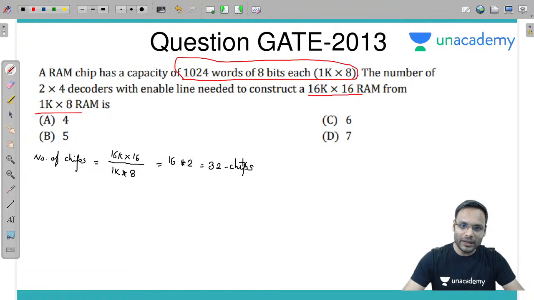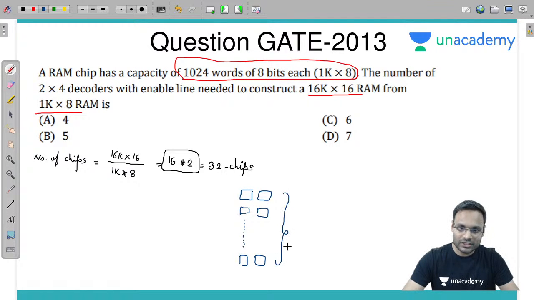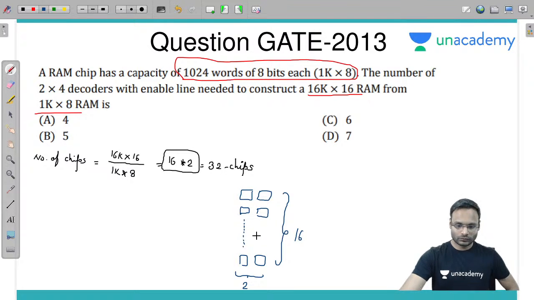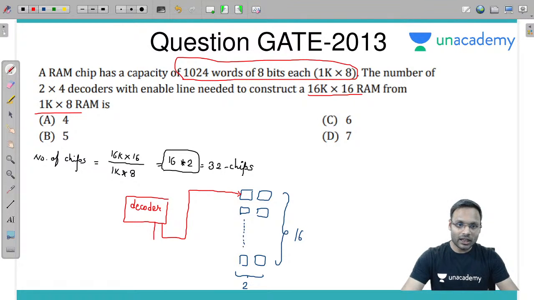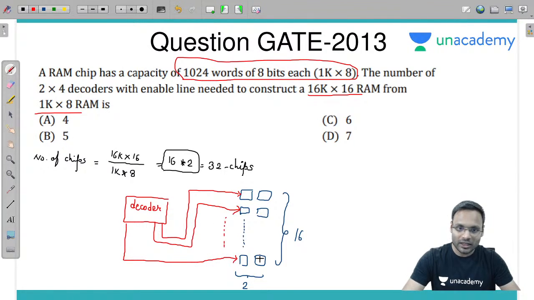These 32 chips will be arranged in this particular manner. 16 into 2 means you will be having two chips in a horizontal manner, and such kind of 16 horizontal arrangements will be arranged in the vertical manner. Good. Nice. If you remember the concept, well and good. If not, then you should have a decoder. That particular decoder should generate one output to select the first entire horizontal arrangement, another output for another complete horizontal arrangement, similarly the last output for enabling the last horizontal arrangement.